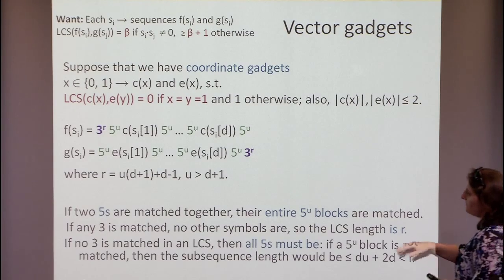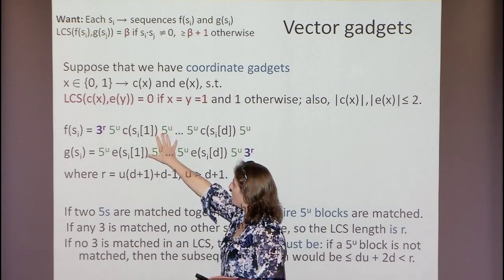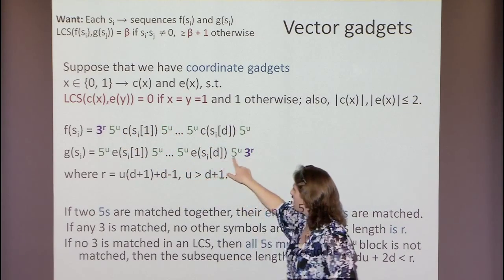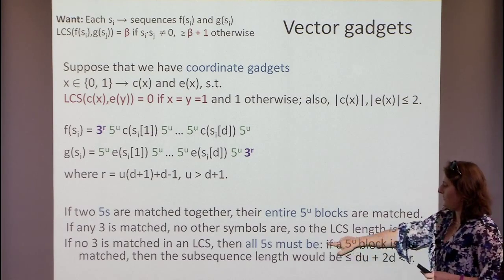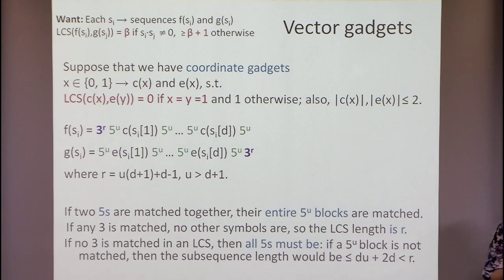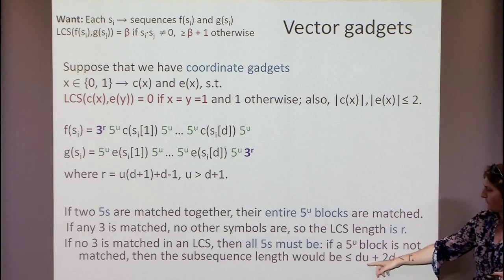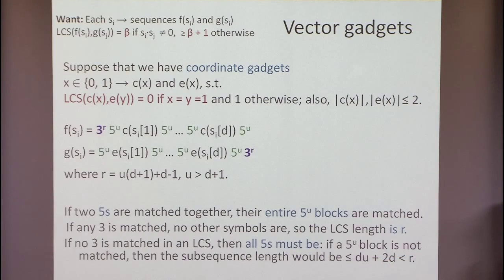Now, what happens if the 3s are not matched? Then we match this other portion with this other portion here. And then we set this up so that all the 5s must be matched. If you lose a single 5, then you lose an entire block of U 5s. And if you lose an entire block of U 5s, the length of the longest common subsequence will be too small.